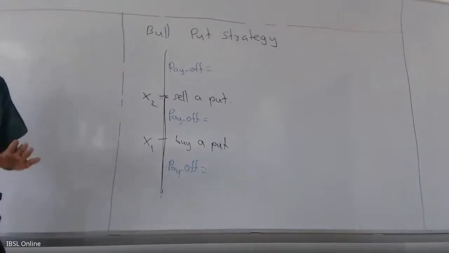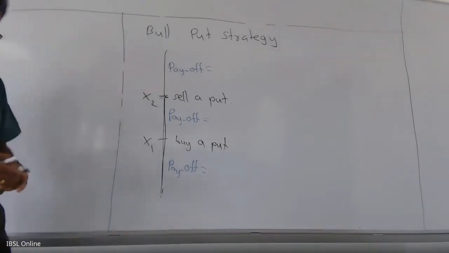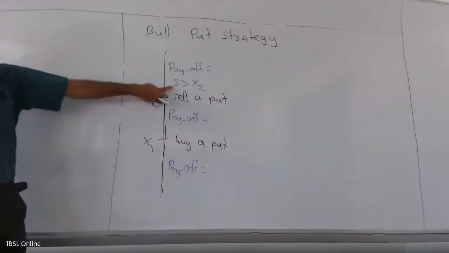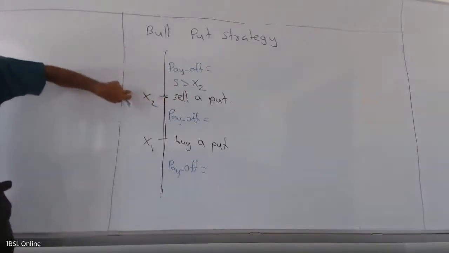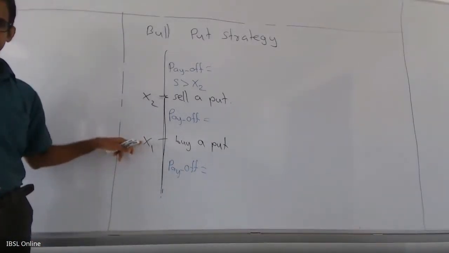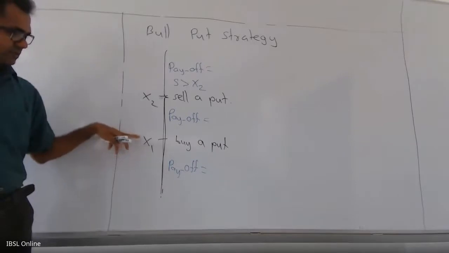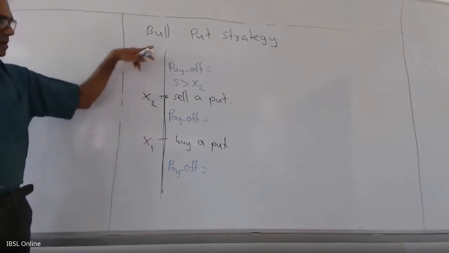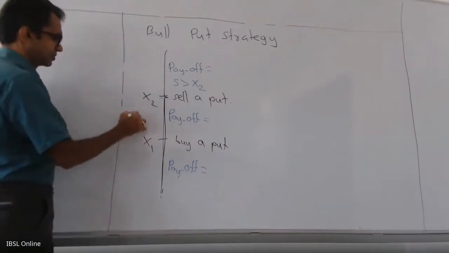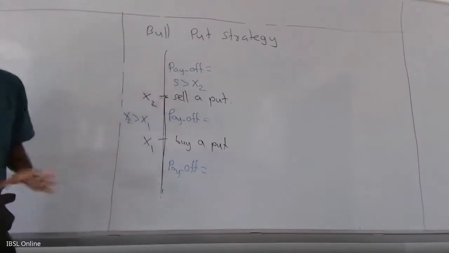Okay, assume the market price remains above X2, somewhere here. Market price S is greater than X2. Market price is higher than the higher strike. What would happen? You have bought a put option with a strike X1. Now the market price is higher than that, because X2 is also greater than X1, the market price is higher than X1. Will you exercise your right?